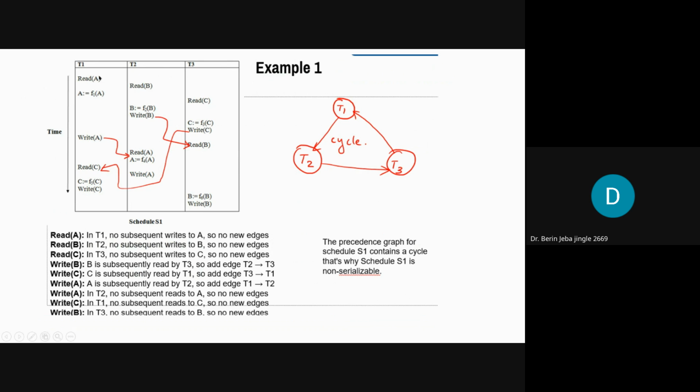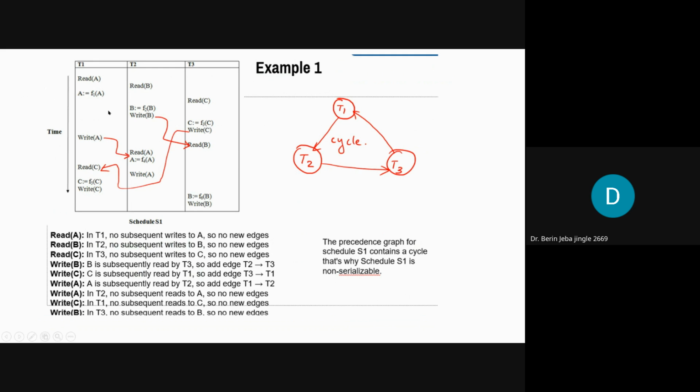So there is no subsequent write to A, is there? Okay, so there is no need to form a new edge. Here in T2, the read B is executed. It also does not have a subsequent write to B, so there is no need to add new edges. Then in transaction T3, read C is executed. Here also there is no subsequent write to C, so there are no new edges to form.